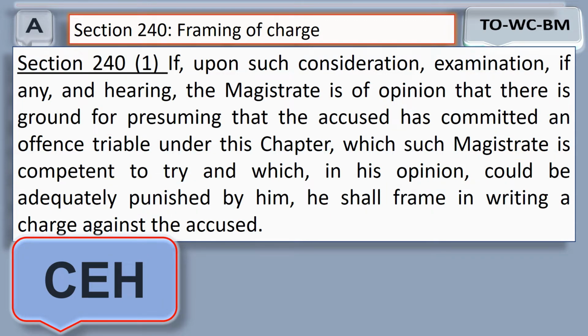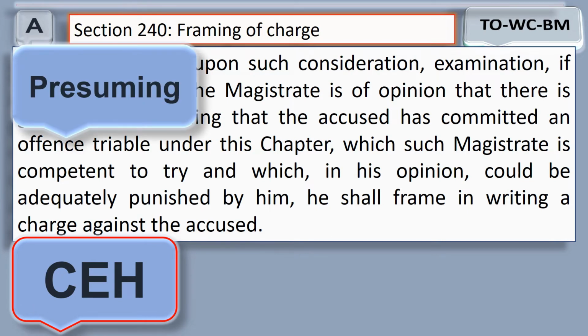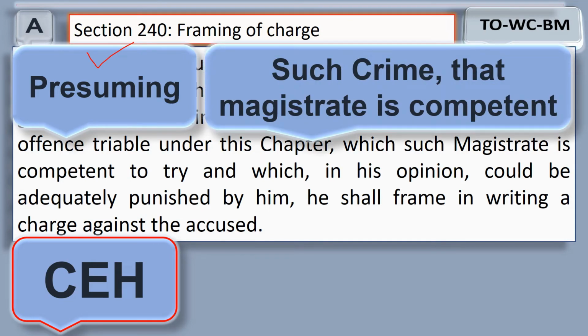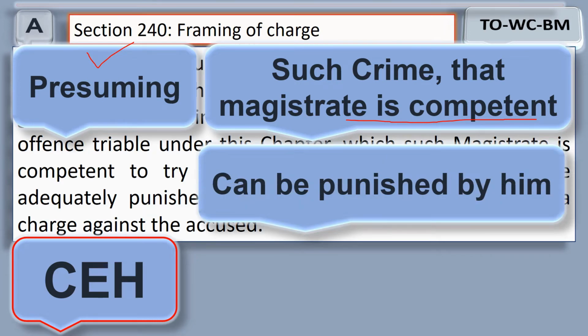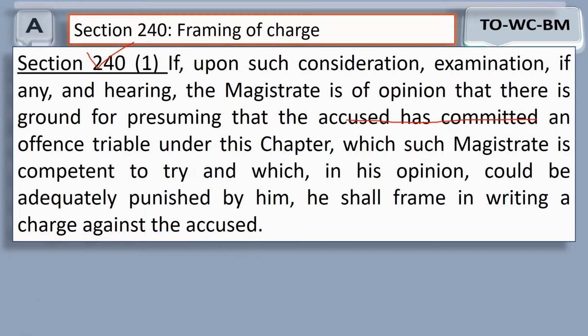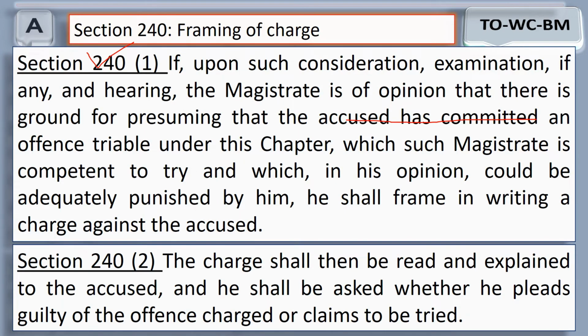So what are the important things we covered under subsection 1 of 240? First, we are presuming that the offence has been committed. Second, that the magistrate is competent to try such crime, and that it can be punished by him. And finally, the framing of the charges will be done. And subsection 2 of 240 says when the framing of charge is done, the charge shall then be read and explained to the accused, and he shall be asked whether he pleads guilty of the offence charged or claims to be tried.